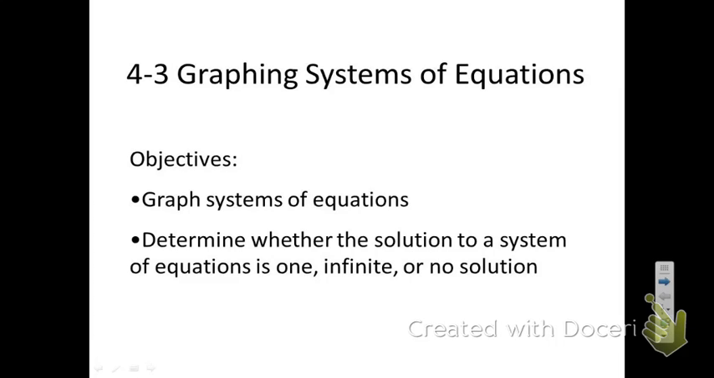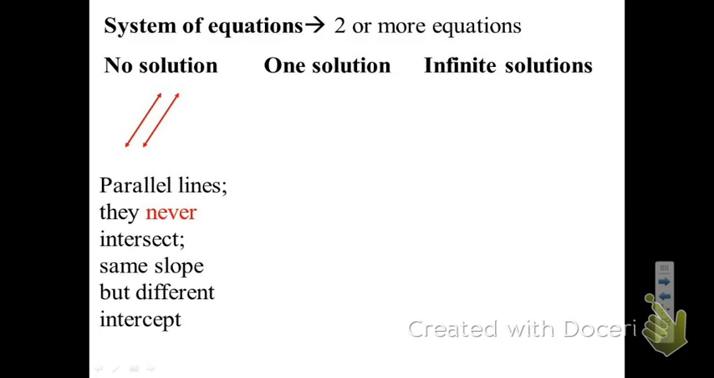Alright, today we're going to learn how to graph systems of equations. So we will graph them to determine whether the solution is one, infinite, or no solution. A system of equations is two or more equations. You will get no solution when the lines are parallel, and to be parallel it means they never intersect.